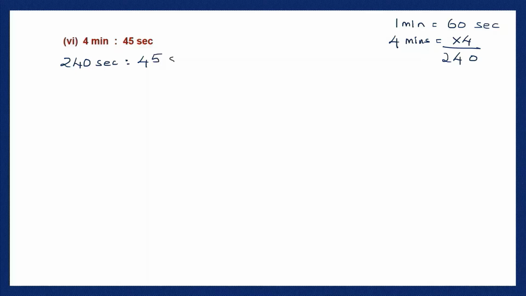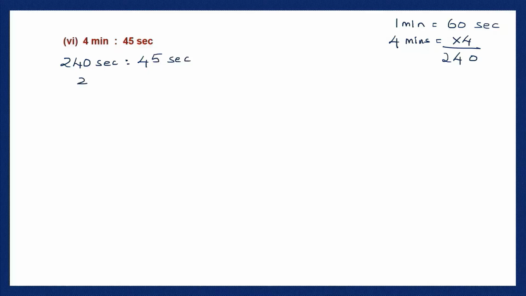Next question is 4 minutes and 45 seconds. Now 1 minute we know has 60 seconds. So let's convert this 4 minutes to 60 seconds so that both the units are the same. So 4 minutes will be 60 into 4. 4 zeros are 0, 6 fours are 24. So here we have 240 seconds is to 45 seconds.